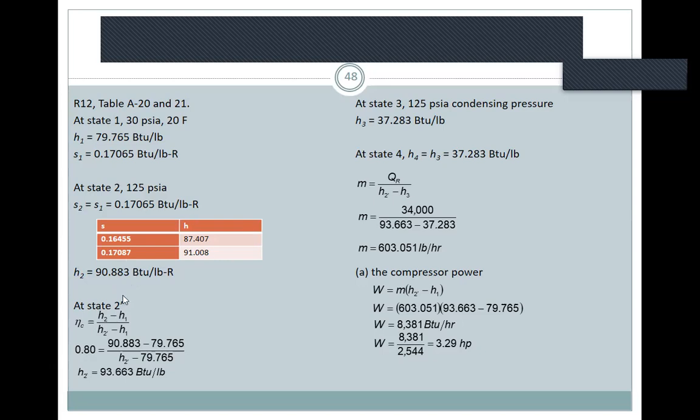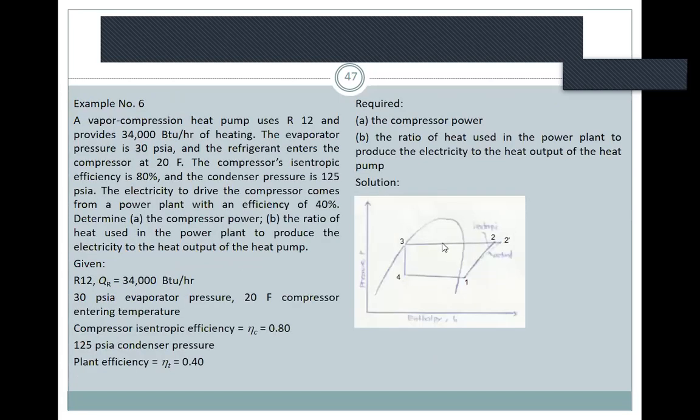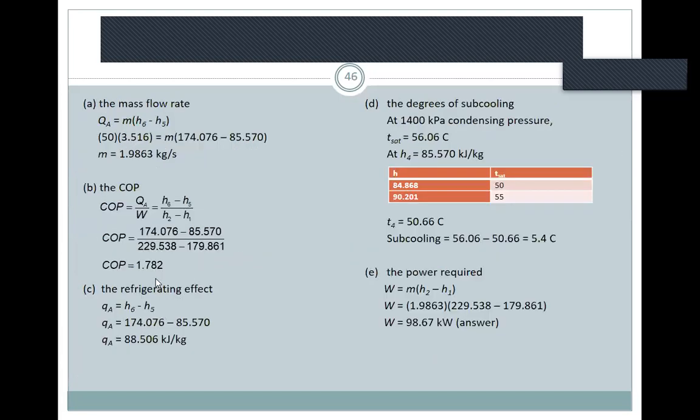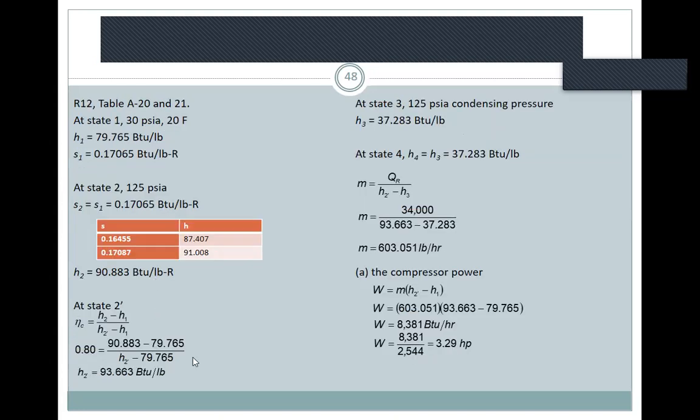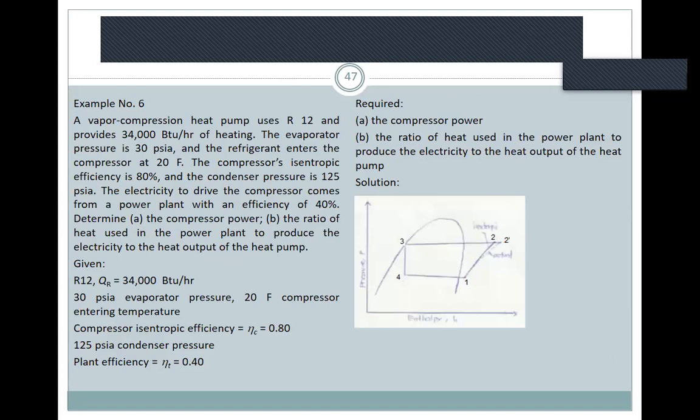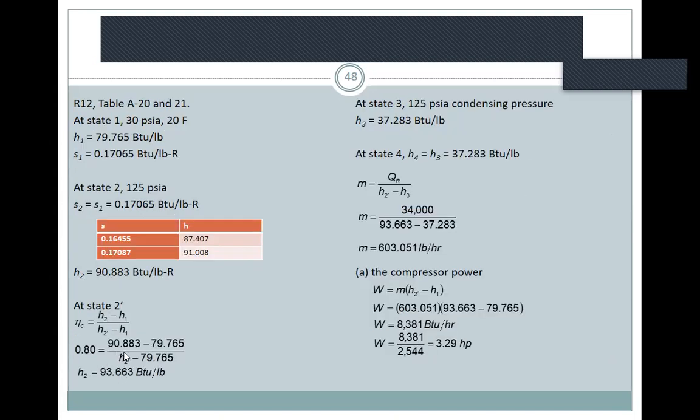So at state 2 prime, ito, diba? Compressor efficiency is H2 minus H1 over H2 prime minus H1. Sa drawing pala makita mo. So mas maliit yung H2 divided by actual. Ideal over actual is the compressor efficiency. Sa turbine, alam mo na yan, actual over ideal. So 0.8 is 90.88 minus 79.765 over H2 prime minus 79.765, or H2 prime is 93.66 BTU per pound.